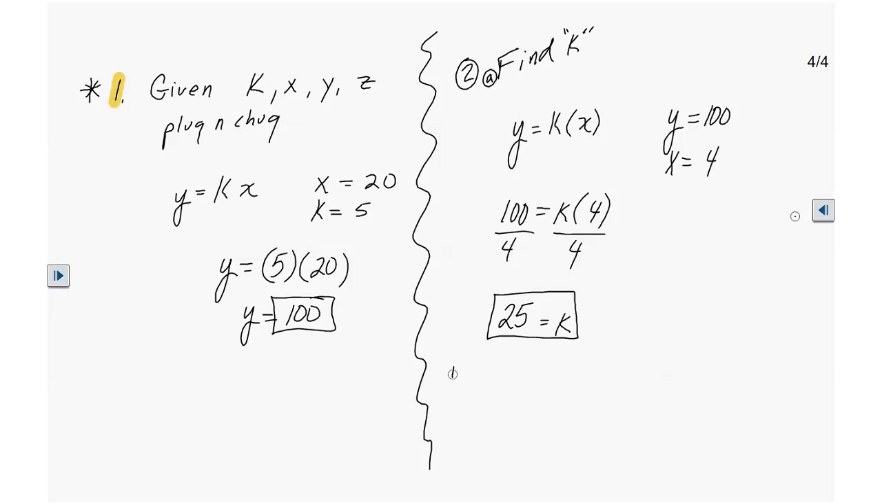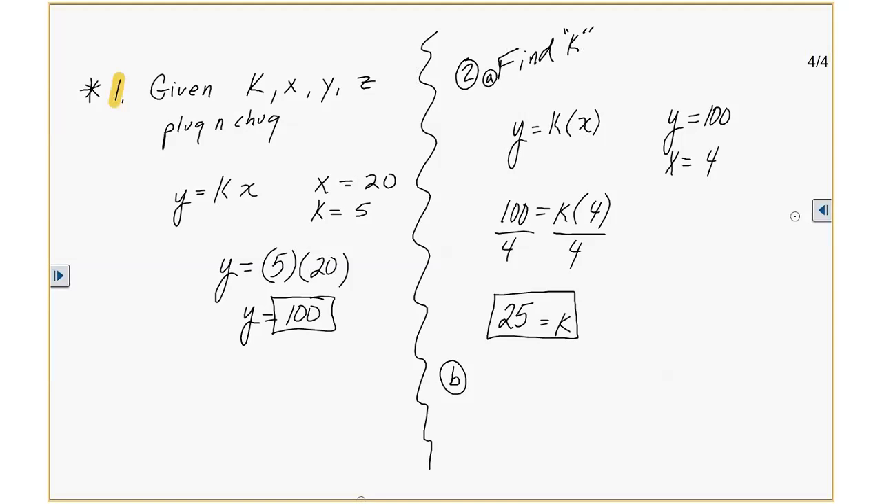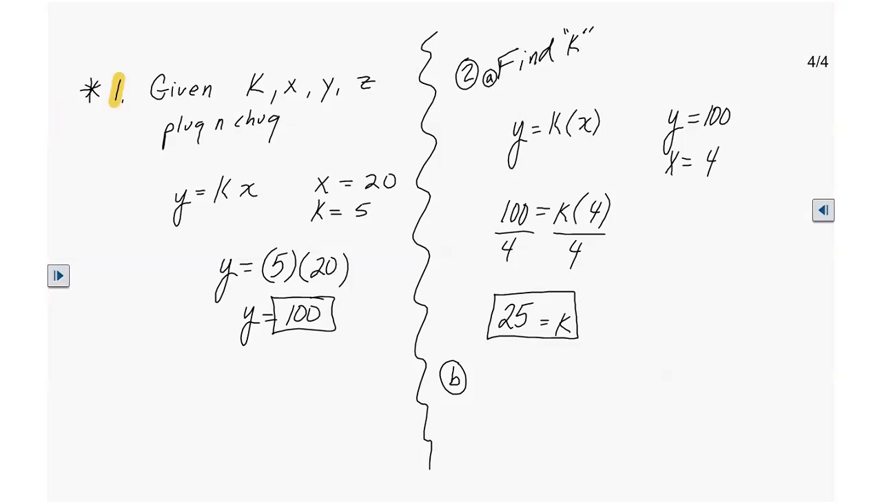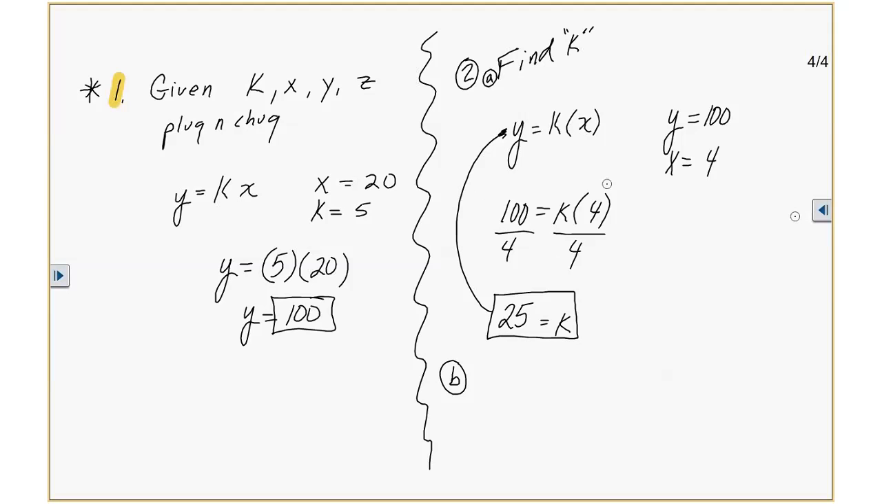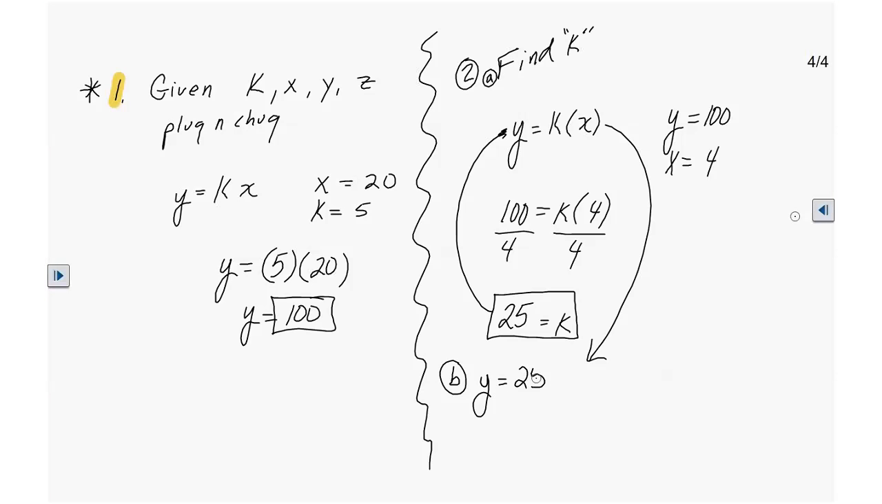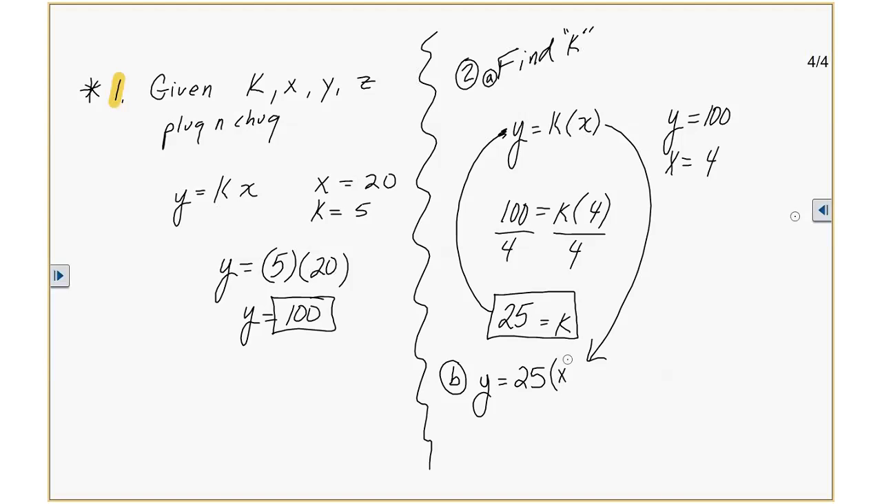Now it's going to ask for the formula for this inverse variation, or for this direct variation. And what are you going to do with K? You're going to plug it back into the original and write the formula. So what's the original? What's the equation? Y is equal to what? 25 times what? 25 times S. So that's the second type question you're going to get.